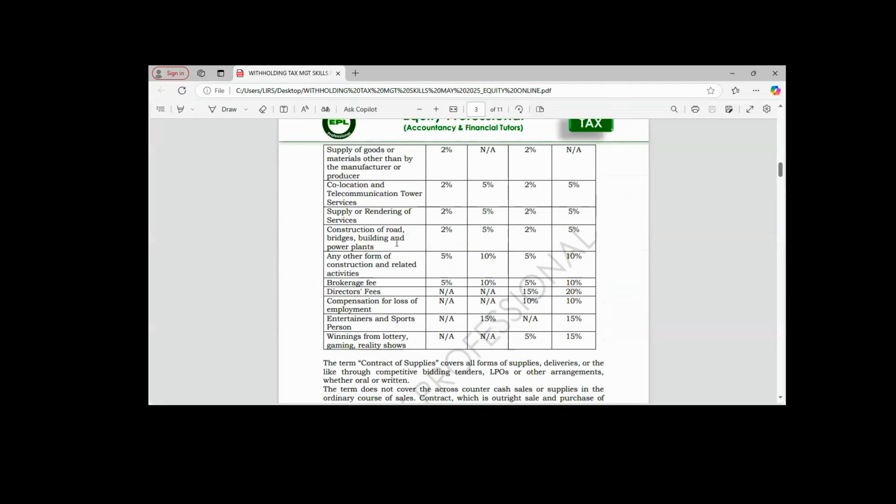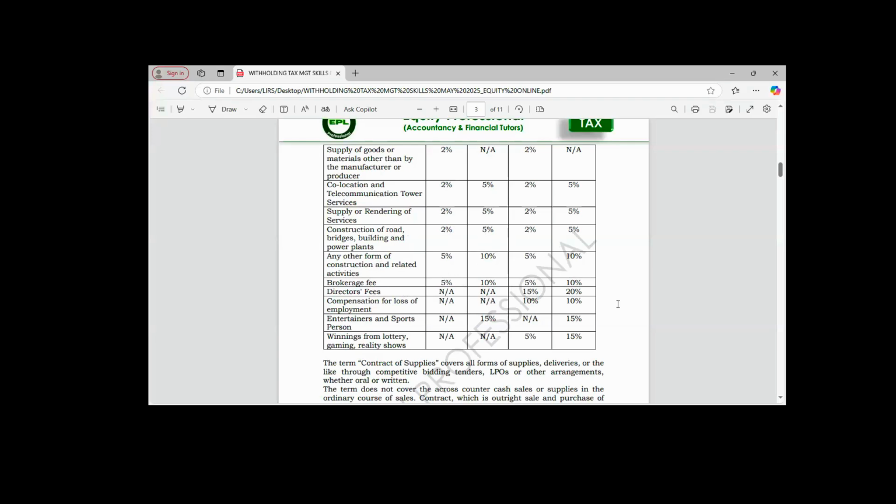Construction of roads, bridges, buildings, and power plants. This category of construction, 2% for resident and 5% for non-resident. Before now, it was initially 2.5%. Any other form of construction and related activity is 5% and 10%. Brokerage fee, 5 and 10, 5 and 10.